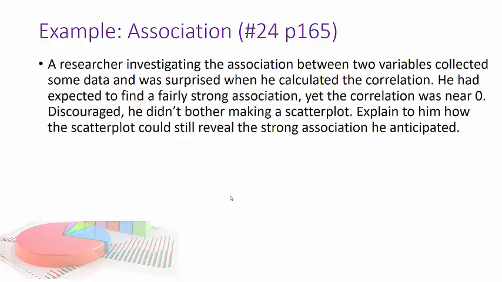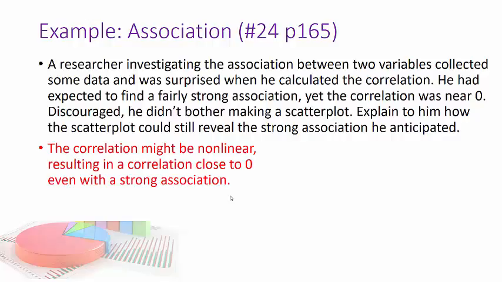A researcher, this is number 24 in your book, investigating the association between 2 variables, collected some data, and was surprised when he calculated the correlation. He expected to find a fairly strong association, yet the correlation was near 0. Discouraged, he didn't bother making a scatter plot. Explain to him how the scatter plot could still reveal the strong association he anticipated. Well, as we just said, the correlation might be nonlinear, resulting in a correlation close to 0, even if there is a strong association. And also, maybe there's an outlier that is affecting things.